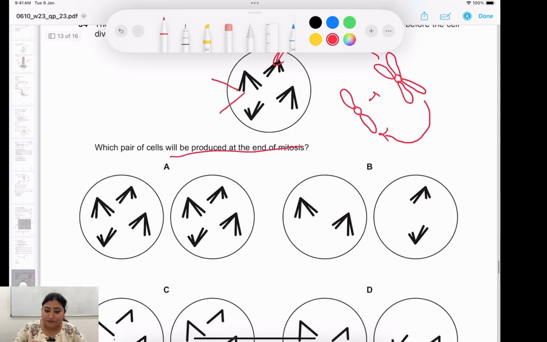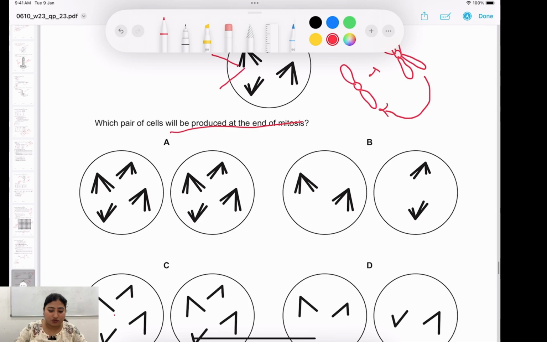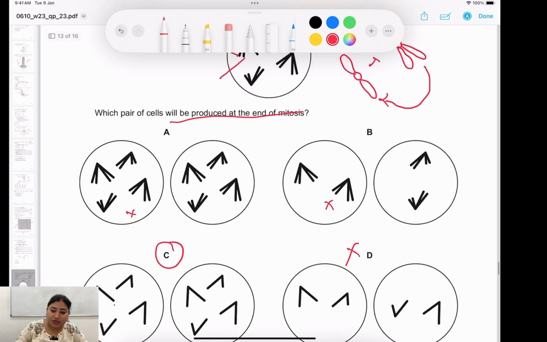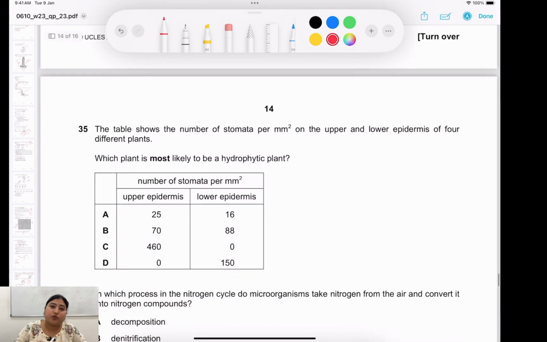So let's see, there should be 4 chromosomes in each cell. So this is not the answer, because this cannot happen, this also cannot happen, this one also cannot happen. The correct answer is C, because if you check, each one chromosome is being passed on to one cell. So 4 chromosomes are here and 4 are here. So this is equational division because an equal number of chromosomes are distributed. So this is mitosis.